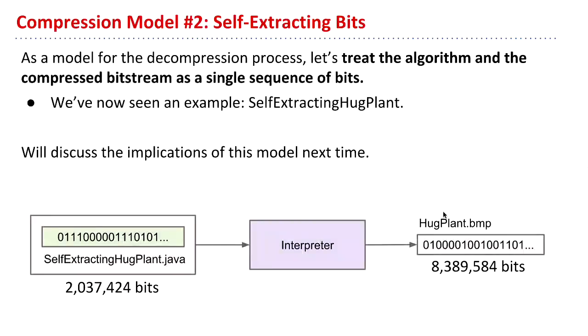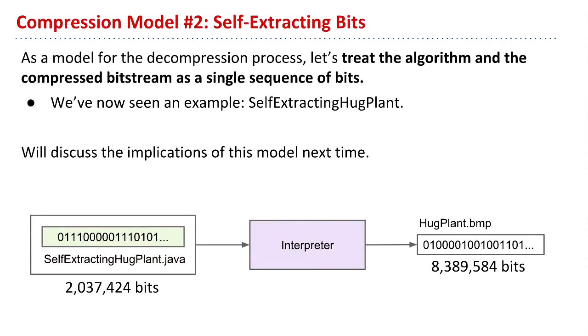Okay. So what we've now seen at this point, we have self-extracting hugplant.java, which is 2.1 million bits or so. It goes into the interpreter, and I get hugplant.bmp. Now, this is a lot to digest. So I'm not going to go into the details of what I think is super cool about this. We'll get there in the next lecture. So let me make sure, I'm going to take a couple of questions, because I think this is a really easy little set of points.